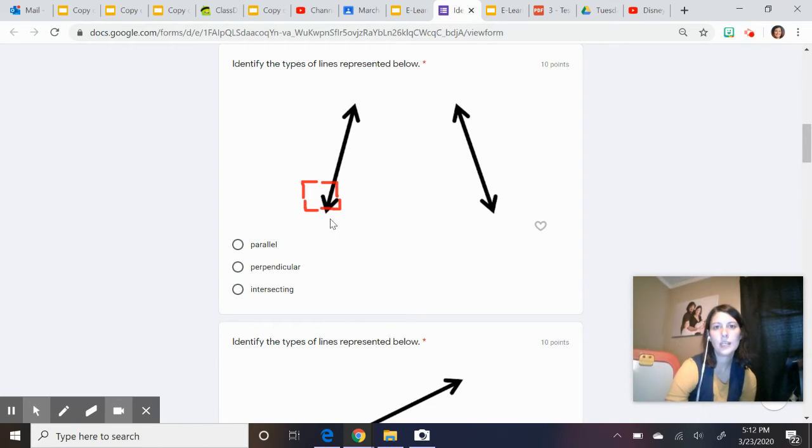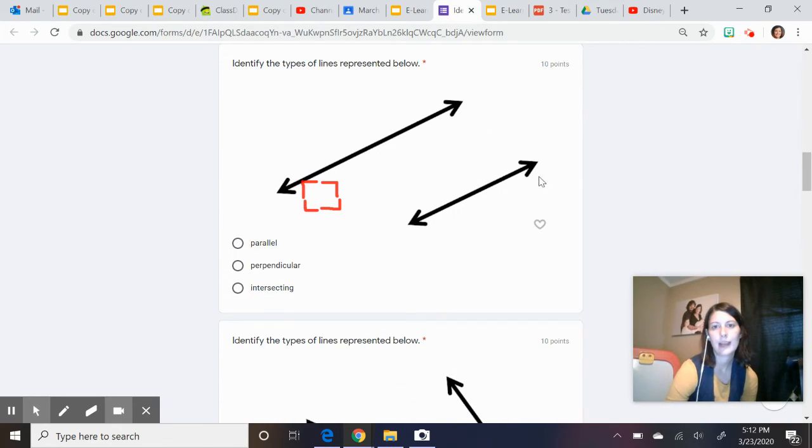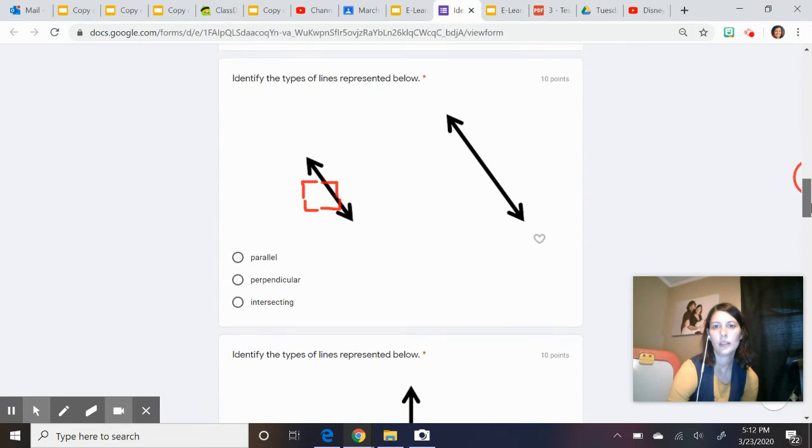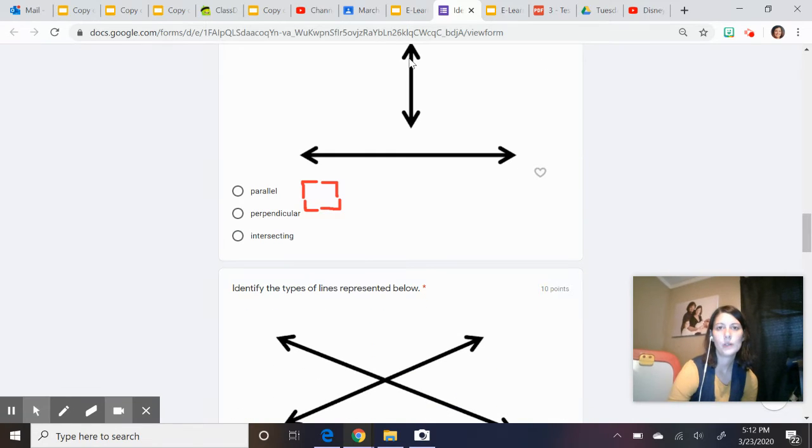Okay, so these two, if we extended those up, those would end up crossing and they would not make right angles, they would be intersecting. The next one, these are running side by side, they're never going to touch. Those are parallel. Same thing here, even though this line is smaller than this line, they're still running side by side. They are never going to touch, those are parallel. All right, if we were to extend this one down, from here down, this would create right angles, so that would be perpendicular.